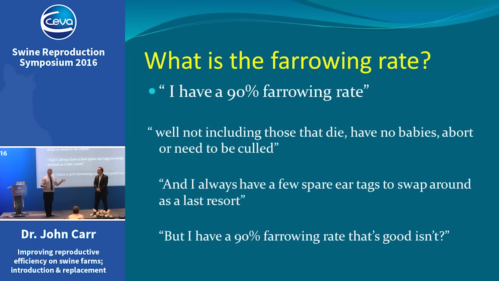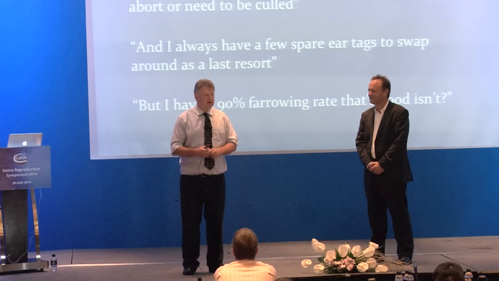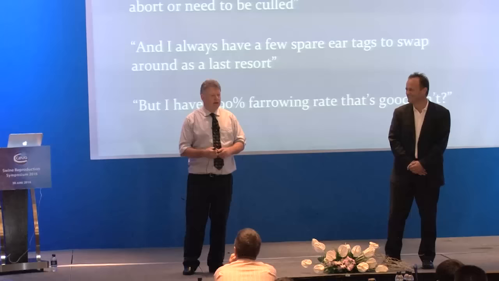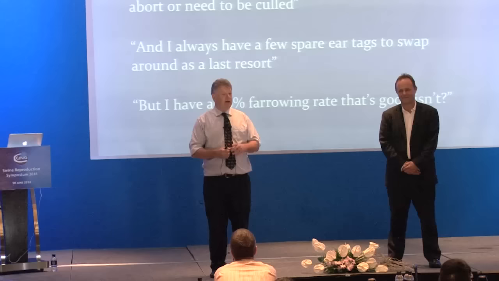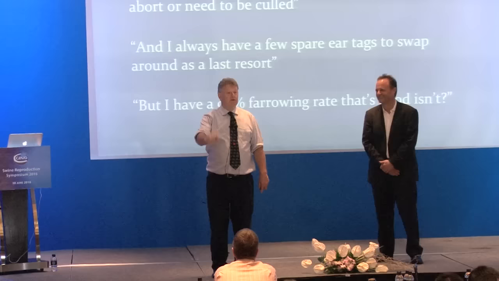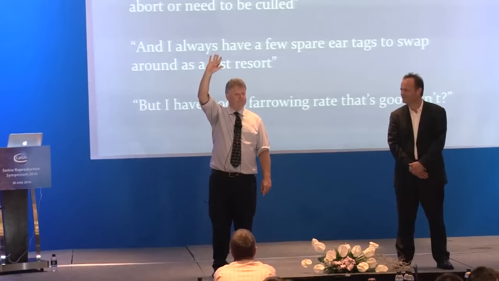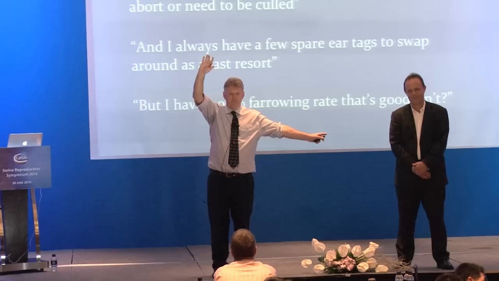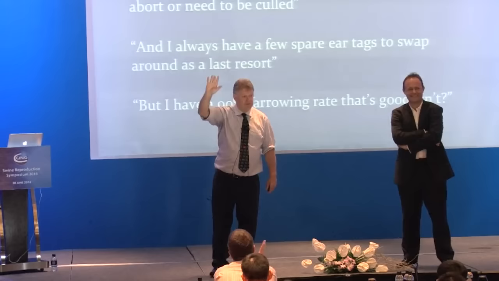We have two farmers. Mark has a 90% farrowing rate. John has an 84% farrowing rate. Who's the better farmer? Instinctively, who thinks Mark is the better farmer? Okay, I'll make another proviso. We have a 250 sow unit, so that's a typical family farm. Who thinks Mark's the better farmer? Hands up. Who thinks 90% is better than 84? Should be all of you.